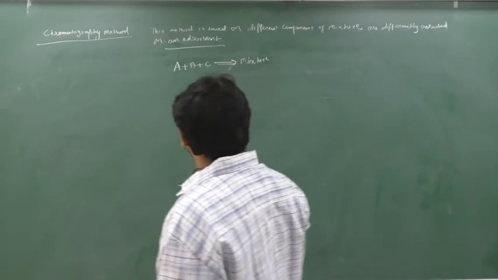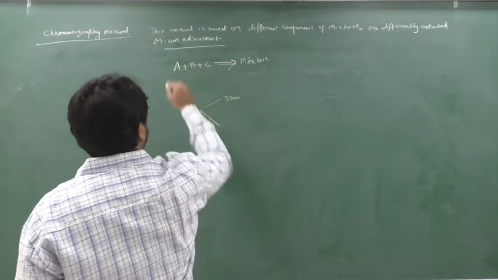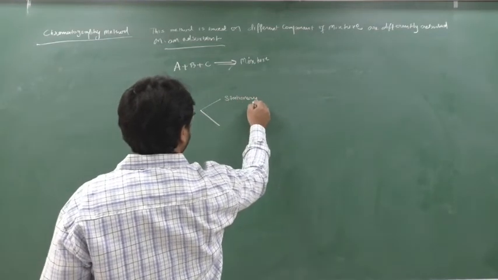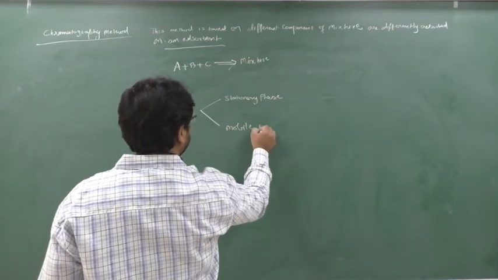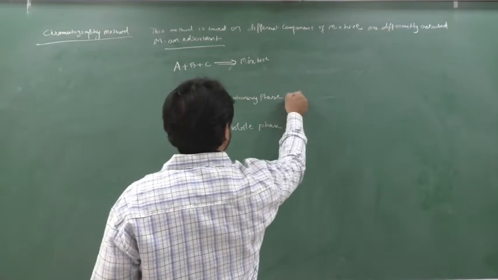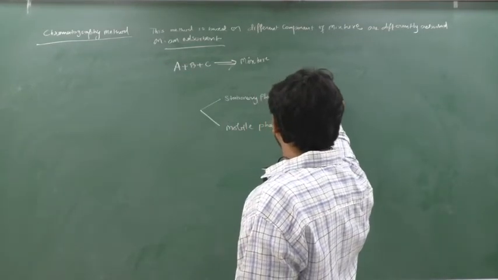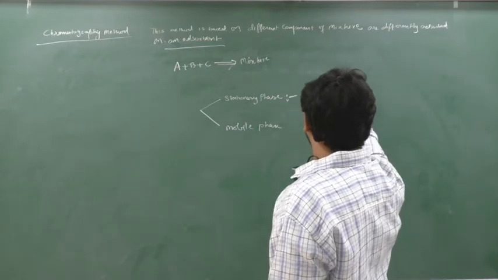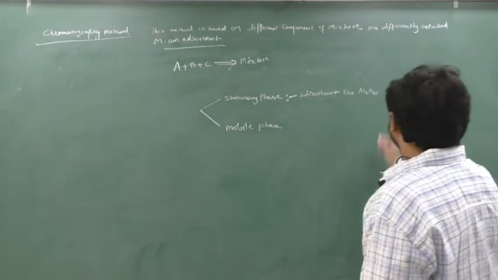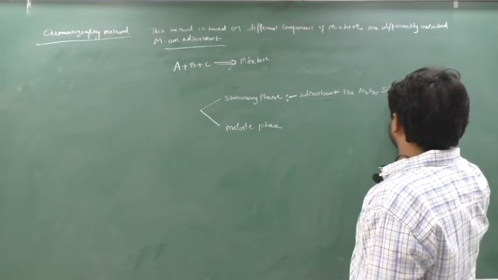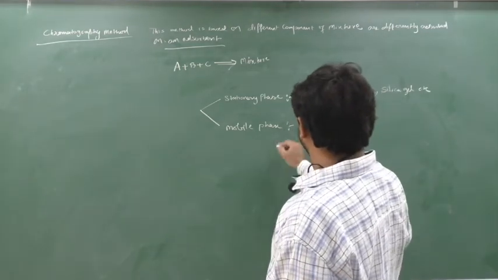See, so here what will happen? Here we have two things. One is the stationary phase, which will act as an adsorbent, and one is the mobile phase. Mobile phase means which is moving, no? So that we call the mobile phase. In the stationary phase we are using an adsorbent like alumina, silica gel, etc.